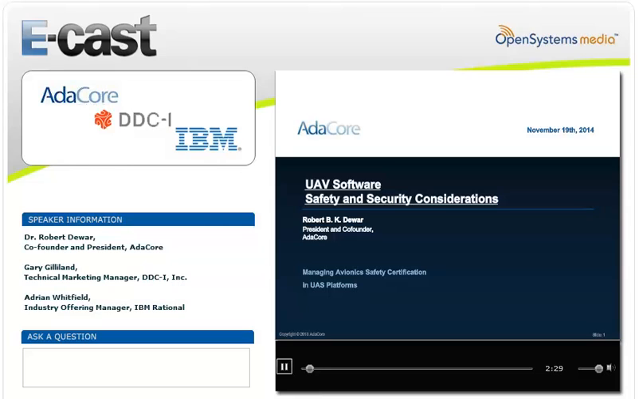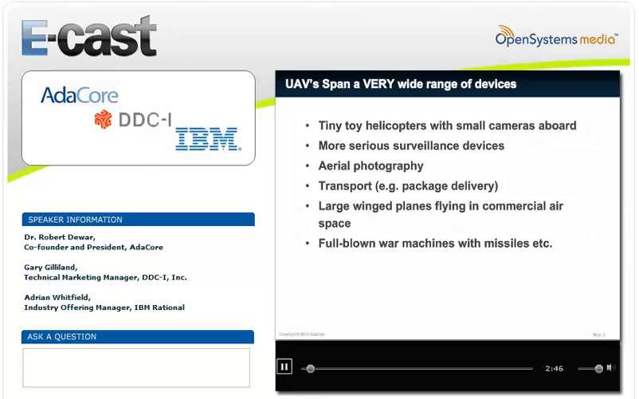So I'm going to make some rather general comments on UAVs and safety and security considerations that I think are important when you're looking at the big picture. The first thing to comment on is that UAVs span a huge range of devices, from tiny toy helicopters with small cameras aboard that are little more than toys, to more serious surveillance devices, serious aerial photography devices, and just to give some sort of idea of real variety, several companies have talked about using UAVs for package delivery. Amazon has talked about that. Google has talked about that. And that's an interesting sort of window into the future of a very interesting variety of applications. And then, of course, we have large wing planes flying in commercial airspace and full-blown war machines with missiles, which we're certainly familiar with.